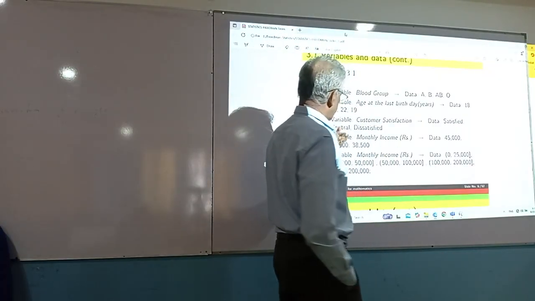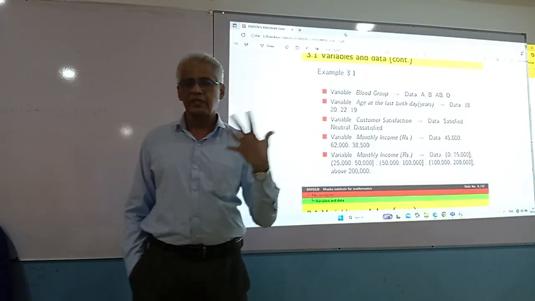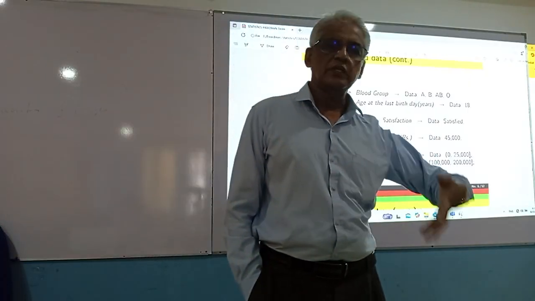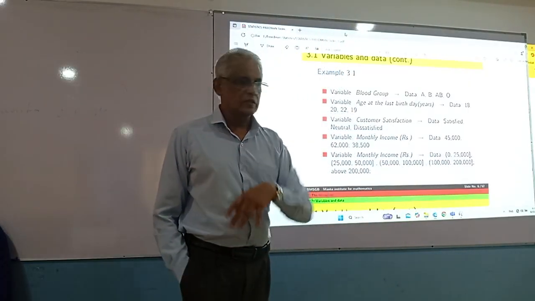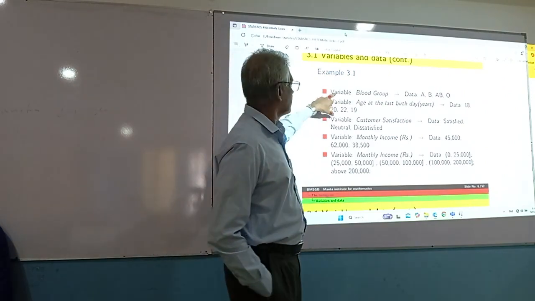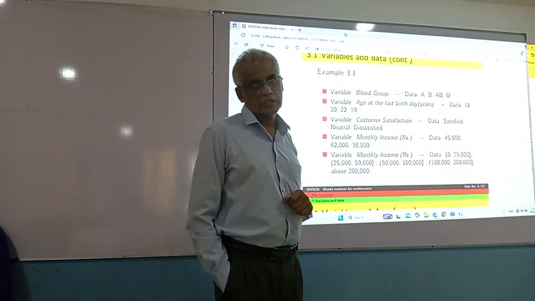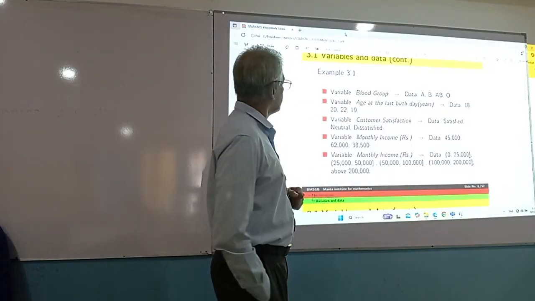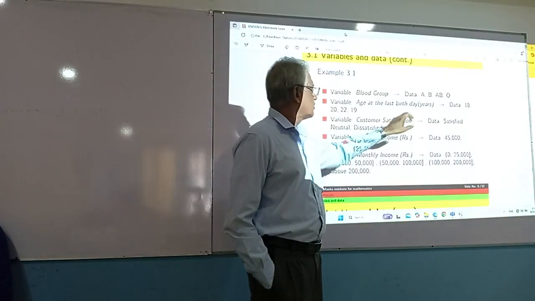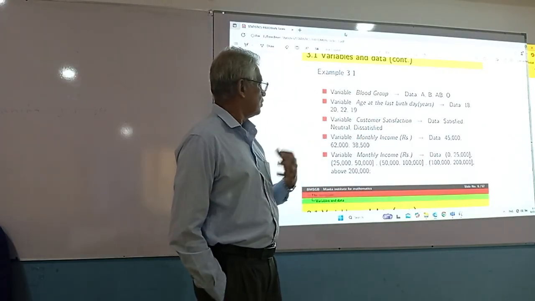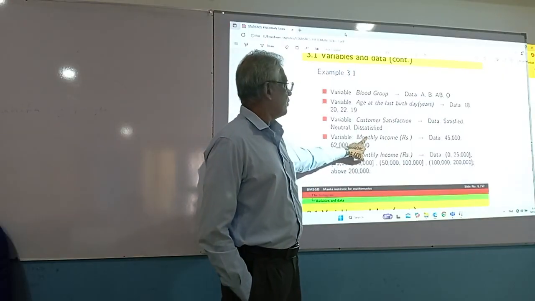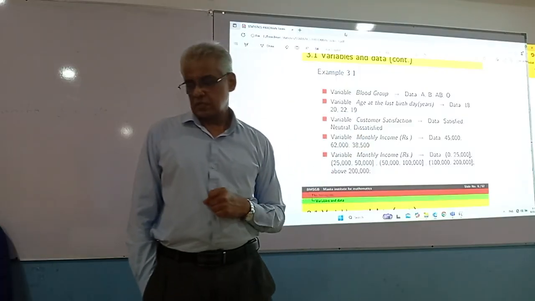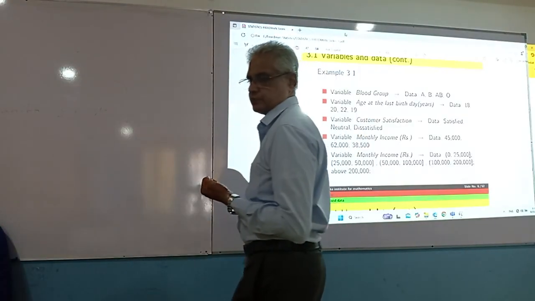So you can see that the way that you collect the data is important to decide whether the variable is quantitative or qualitative, numerical or categorical. In this case, blood group is a qualitative or categorical variable. Age is a numerical or quantitative variable. Customer satisfaction is a categorical or qualitative variable. Monthly income here is numerical or quantitative. Here it is categorical or qualitative.